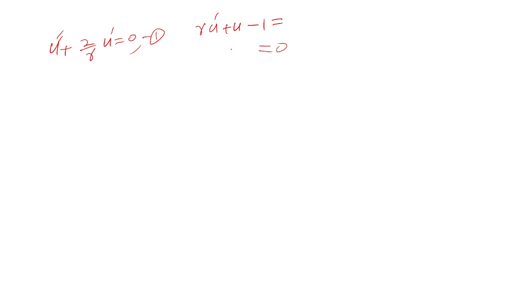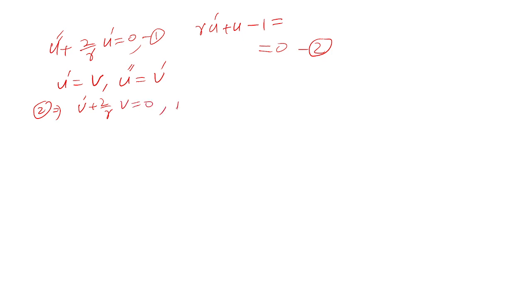So we have to satisfy these two equations. Find u that satisfies these two equations. So let u dash be v, so that u double dash is v dash. So the first equation implies then that v dash plus 2 over r v equal to 0.